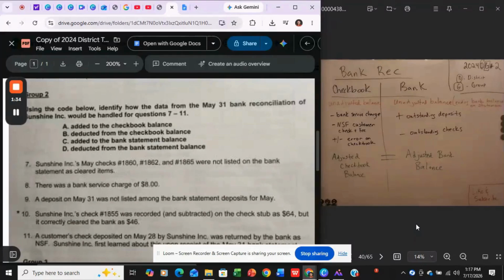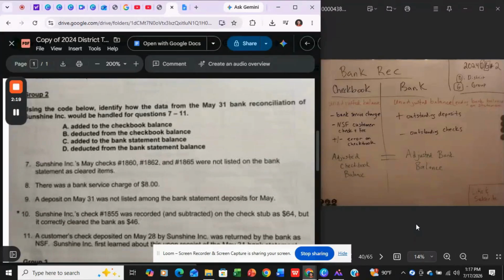Now number 10, if you look, is a bonus question. It says Sunshine Incorporated's check 1855 was recorded and subtracted on the check stub as $64, but it correctly cleared the bank at 46. So this was an error on our part, and it's going to affect the checkbook side. Now we have to figure out, are we going to be adding it or subtracting it? It looks like we wrote down that we spent $64, but it was really 46. So we took away too much, and we need to add back the $20. So this would be A, add back to the checkbook balance.